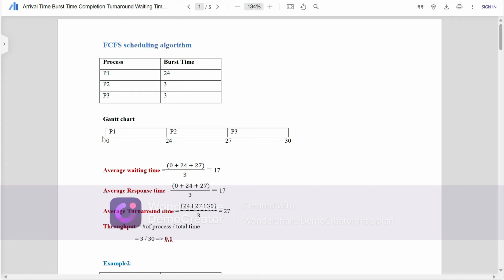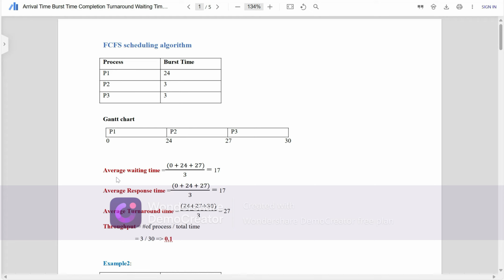So let's say P1 comes first, at time 0, and it runs until completion, up to 24. Burst time is 24, that means 0 up to 24 is assigned for P1. P2 has 3, that means from 24 plus 3, that is 27. And P3 is required to complete its task up to 24 plus 3 plus 3, that is 30. So the Gantt chart is drawn like this.